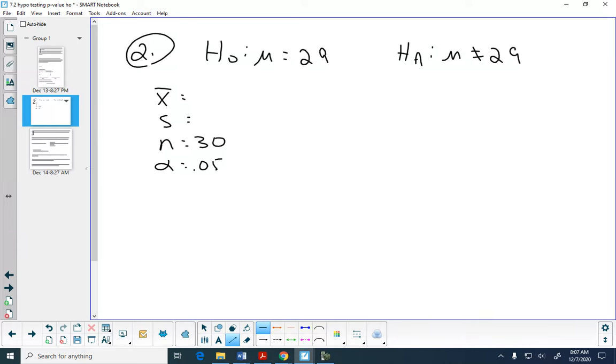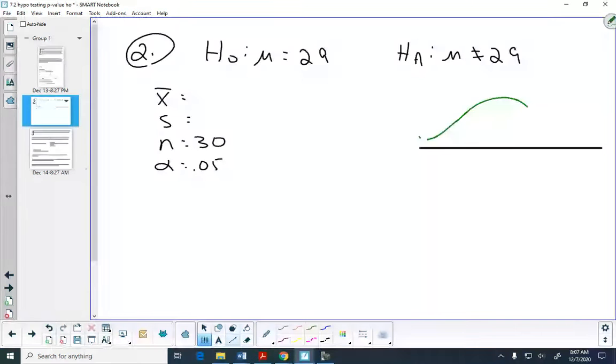If we take a look at our bell-shaped curve, if we have equal to, not equal to, is this going to be a one-tail test or a two-tail test? Two-tail. So we will get both of our tails in here. We get our two tails in there.